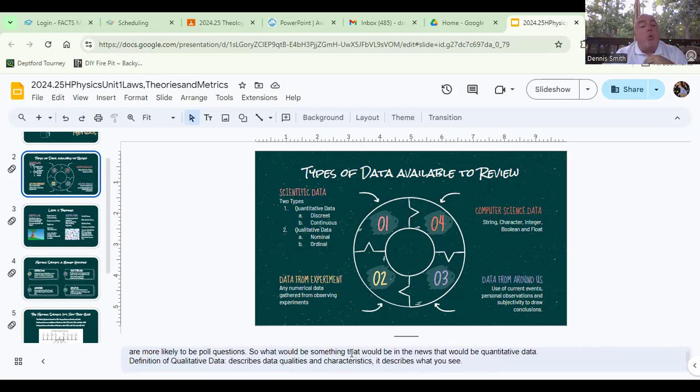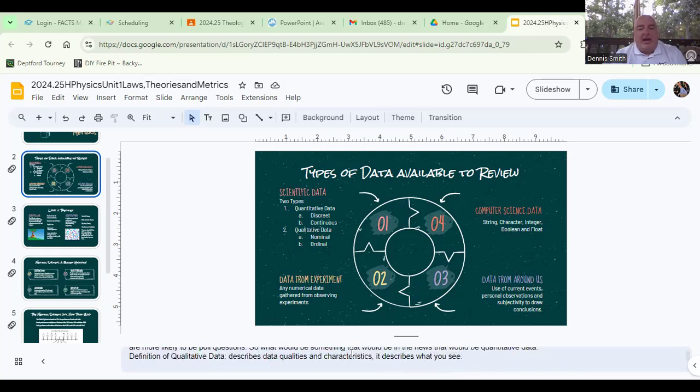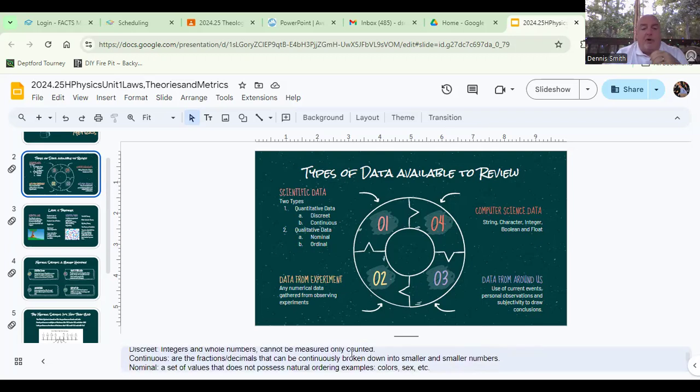Okay. Then qualitative data, you hear the word qualitative, you should immediately think of a quality. And a quality is something that describes something. So qualitative data describes data qualities and characteristics. It's actually what you see. So we have nominal and we have ordinal. Okay, so qualitative data falls under nominal and ordinal.